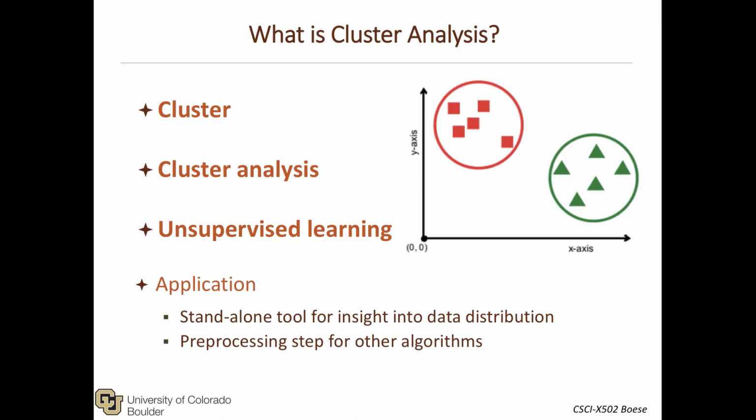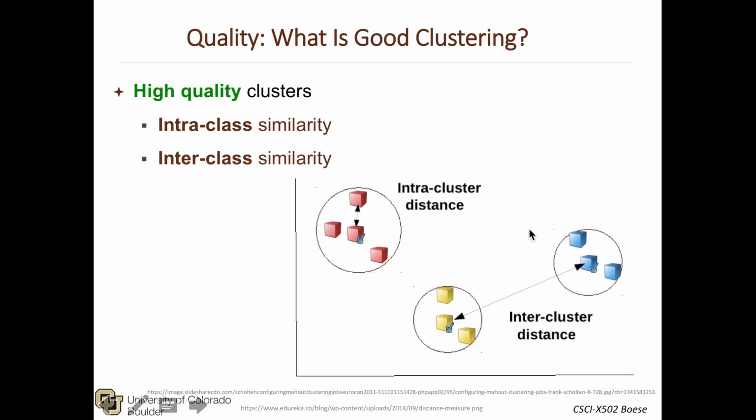So the ones that are within a cluster, we want to have high similarity. And between clusters, we want to have less similarity. We want to maximize the distance between them. So we want to group similar objects and be able to differentiate between clusters based on maximizing the distance between clusters.